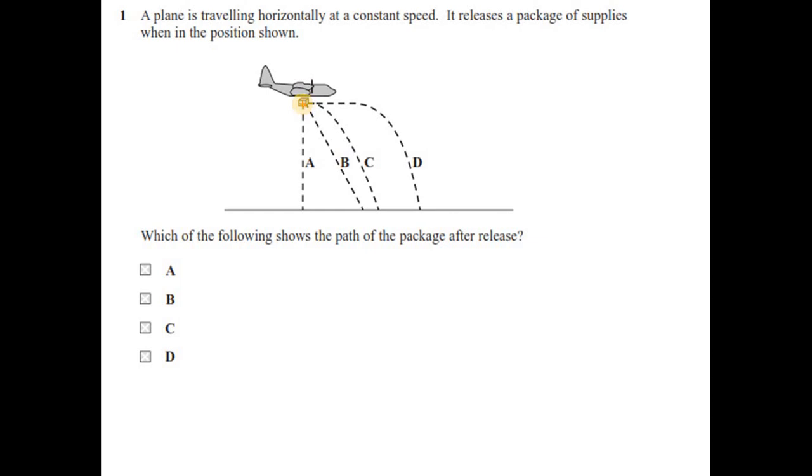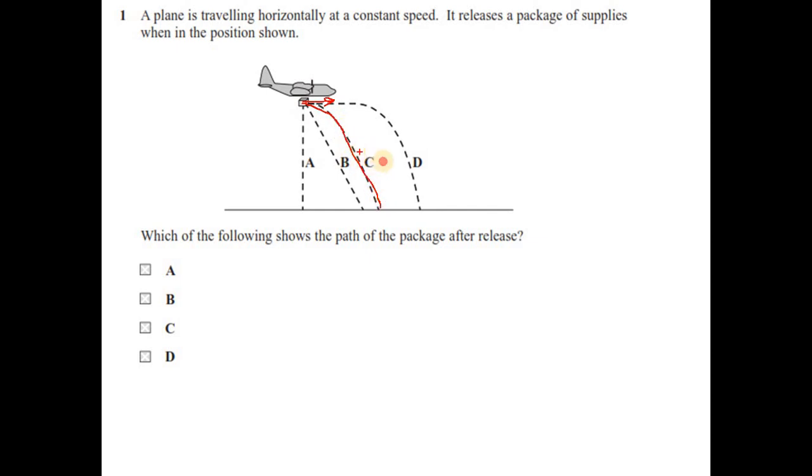So when the package is released, due to Newton's first law, the package would have the same speed as that of the plane. That means for a very short interval, as soon as the package is released, the package would be moving horizontally with the velocity of the plane. But at the same time, weight starts acting downward. So the package is going to accelerate downward. So the path of the package would be a parabolic path.